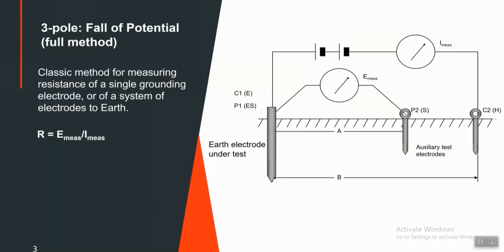The first method is the three-pole or fall of potential method. This is very common, and some of you may already be familiar with it. This is the classic method for measuring the resistance of a single grounding electrode or system of electrodes to earth.